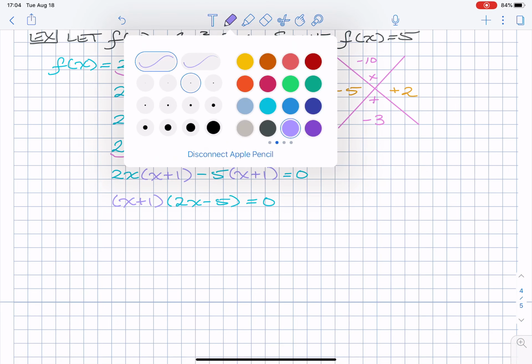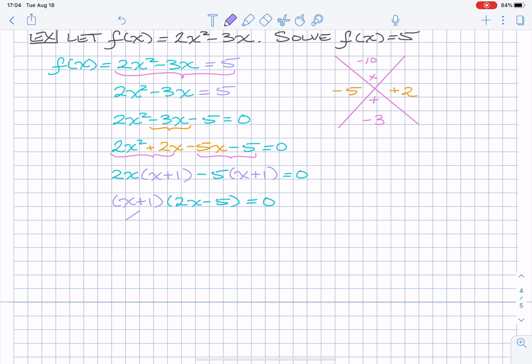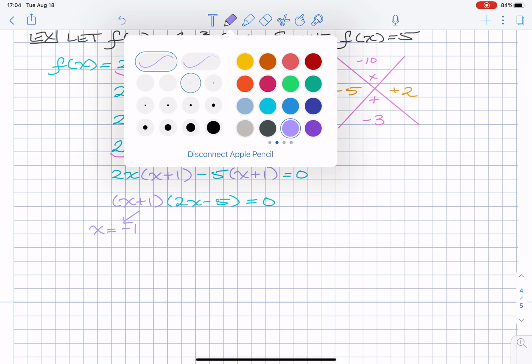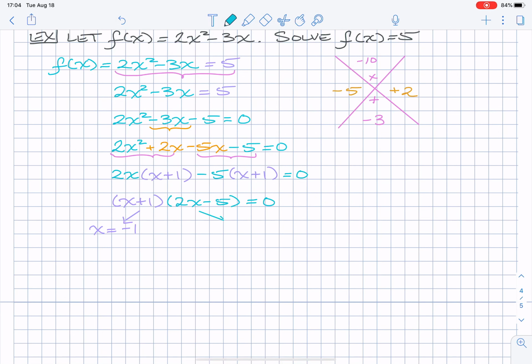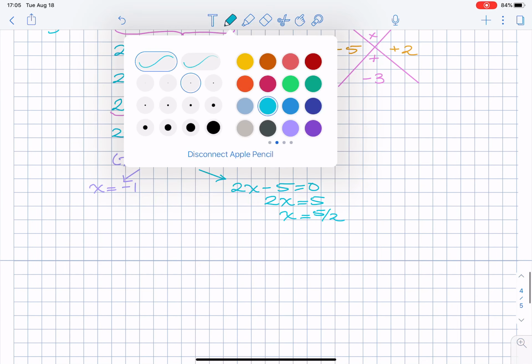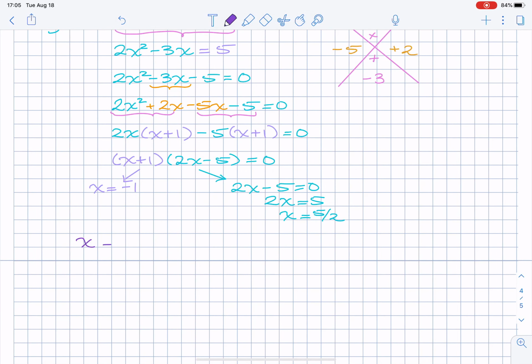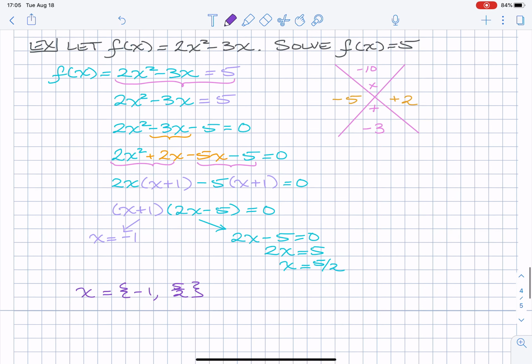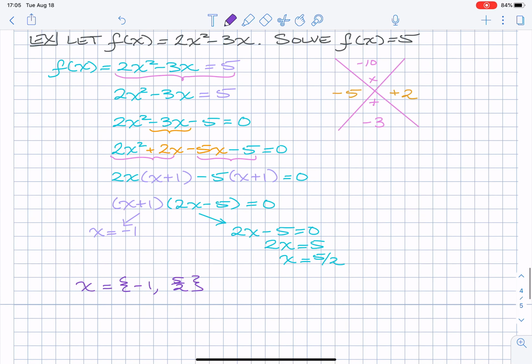Okay, so setting the first factor to 0, in order for x plus 1 to be 0, x must be negative 1. In order that 2x minus 5 is 0, that means that 2x is 5, which means that x is 5 halves. So the solution is going to be either negative 1 or 5 halves. So that's the solution, that is solving a function. Let's do another one.